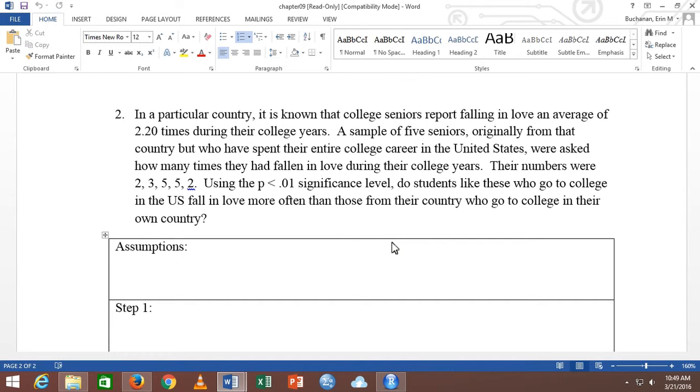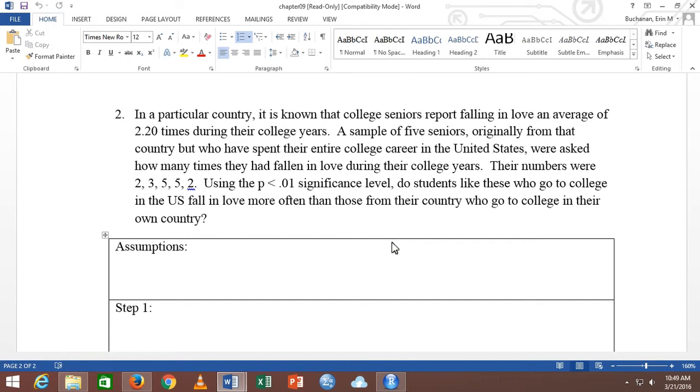So students who end up in the U.S. fall in love more often, so this is a greater than test. So is the DV scale? I guess you could say none. So it has a 0. I would say it's ratio.